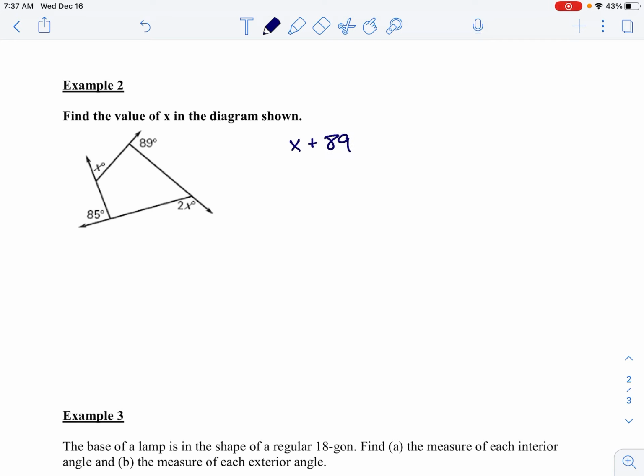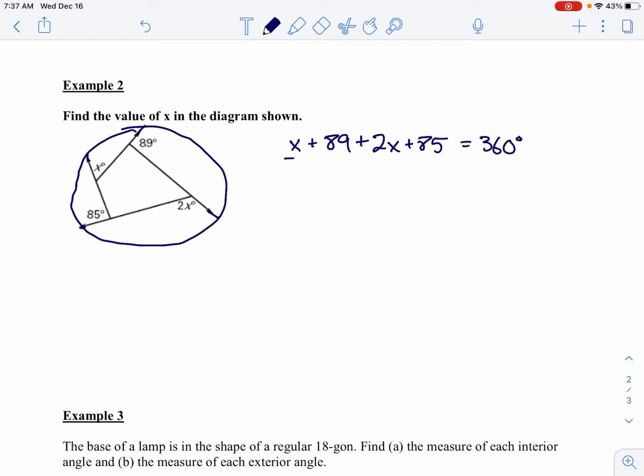I'm just going to go in clockwise, plus 2x plus 85. They would all have to add up to equal 360 degrees for that same reason that if I were to draw a circle, you're going to see that all the exterior angles will make up this circle here. So 360 degrees.